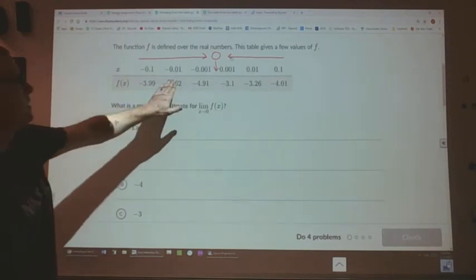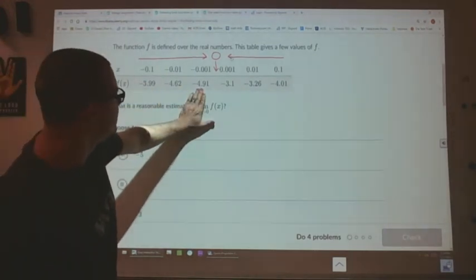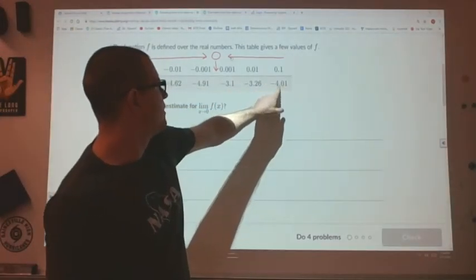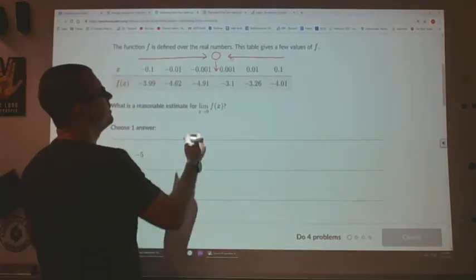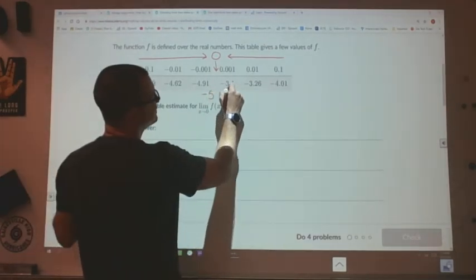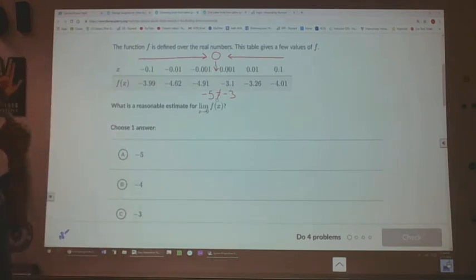-3.9, -4.6, -4.91, -4.01, -3.26, -3.1. If I was to think, I would think this side goes to -5 and this side goes to -3, but those do not equal each other.